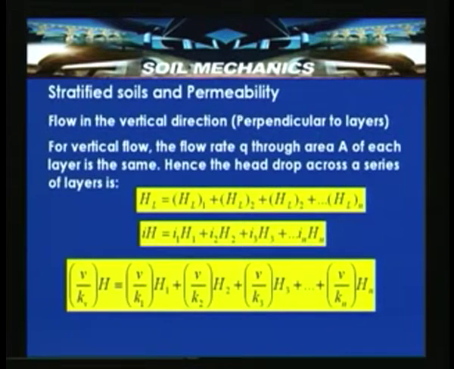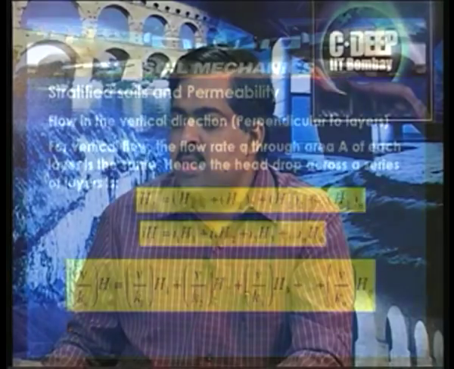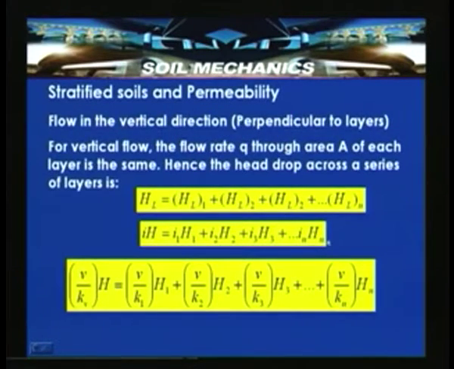That can be simplified by writing HL in terms of i and H. H is the total thickness of the layers, and i1 is the hydraulic gradient in the first layer, H1 is the thickness of that particular layer. The head loss occurring in the first layer can be written as i1 times H1, where i1 is the hydraulic gradient in the first layer and H1 is the thickness of the first layer under consideration. Similarly, we can now write iH is equal to i1 H1 plus i2 H2 plus i3 H3 up to in Hn.